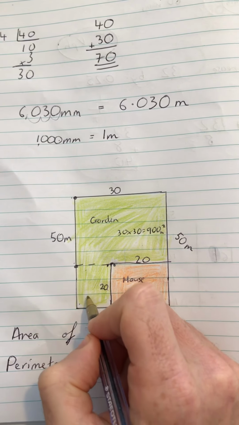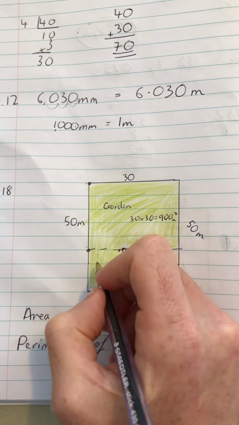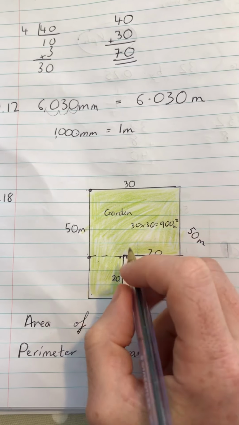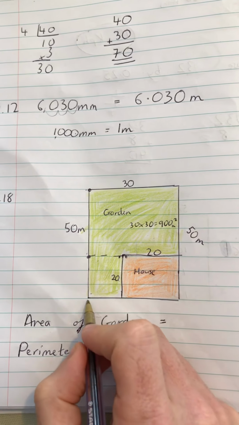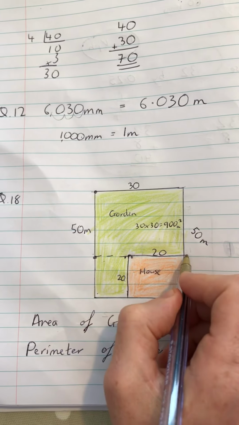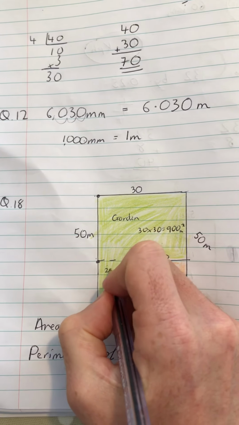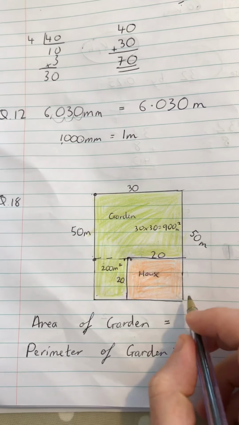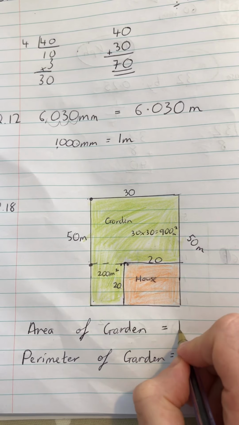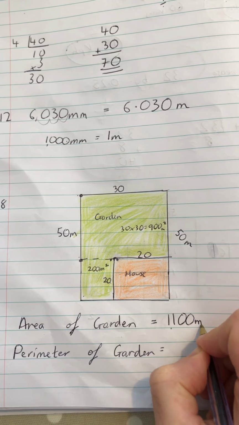Okay, and then we need to find the area of this little rectangle here, or is it actually a square as well? So it's going to be 20 by, that's 20 there, and this is going to be 10. If here to here is 30, here to here is 20, so here to here is going to be 10, so it's 20 by 10, which is 200 meters squared. So the area of the garden is 1,100 meters squared.